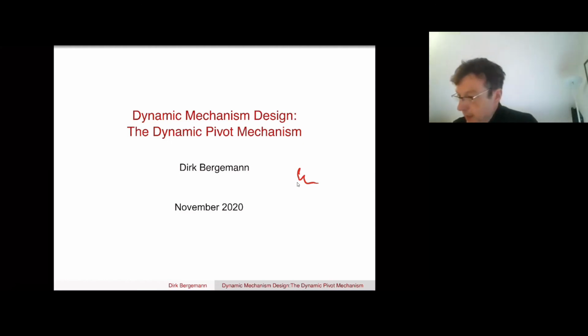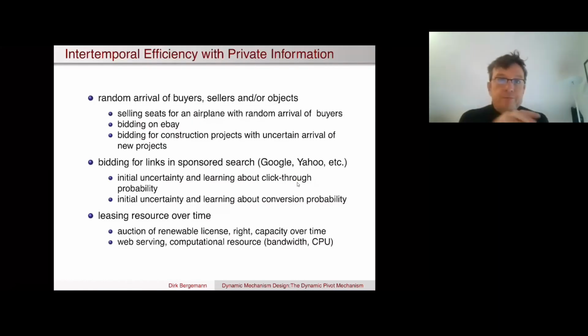Good. So let's see. Dynamic mechanisms, dynamic allocations are quite natural. One is that the bidders and the allocations may not be present at the very beginning, but rather they may arrive randomly over time. So we want to think about and allow for a situation where buyers, sellers, and the object may arrive over time, dynamically, and possibly in a random manner.